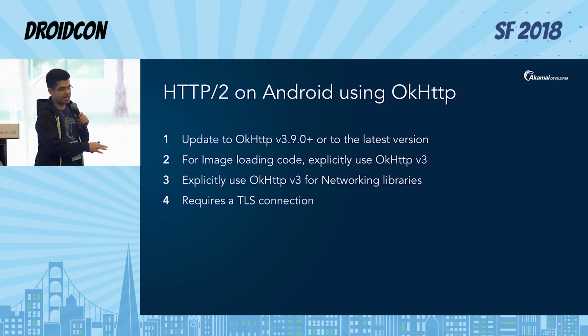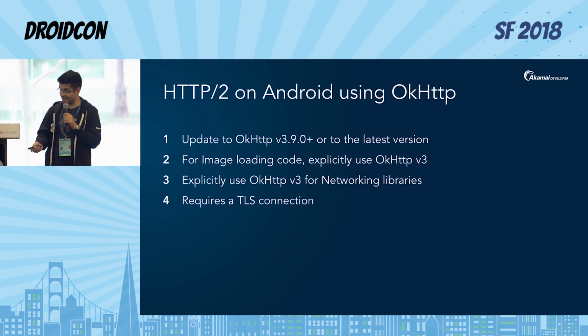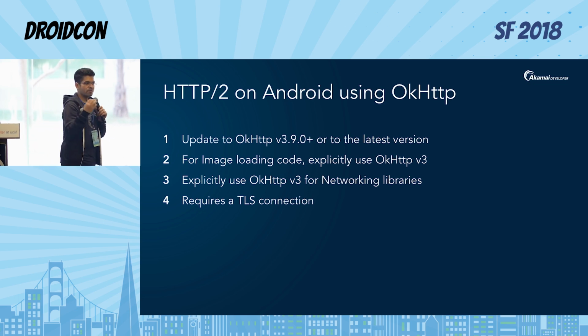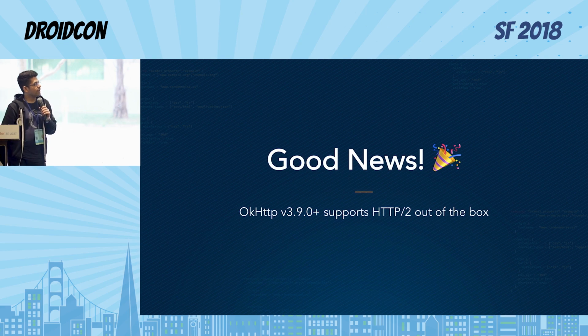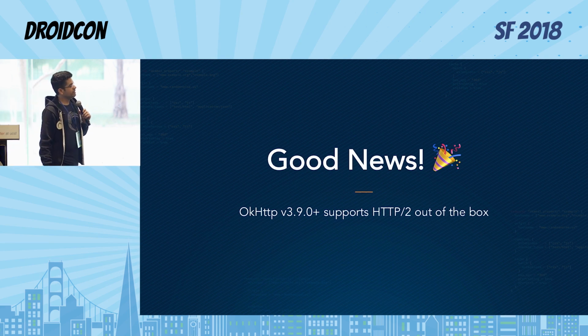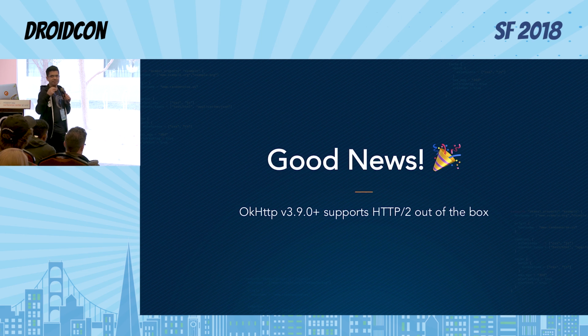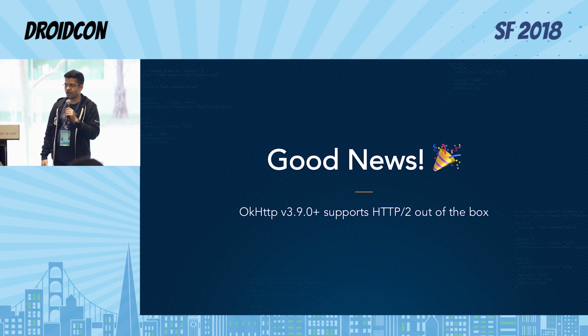This was not by design. The HTTP2 spec doesn't actually ask you to use HTTPS or TLS connections, but all of the major browsers, and Android too, are now asking every request to be HTTPS. So why OkHttp3? I think I'm going to confuse a lot between HTTP2 and OkHttp3 because of the names being so similar. So yeah, 3.9.0 supports HTTP2 right out of the box.